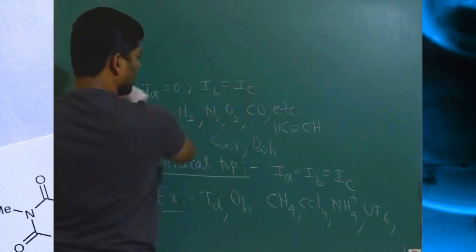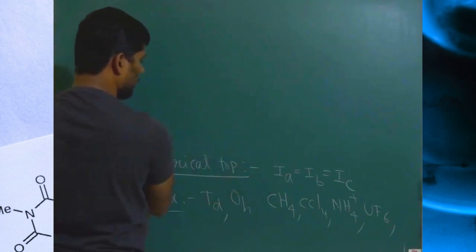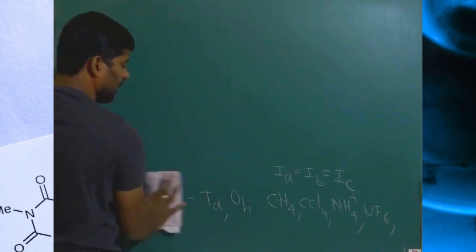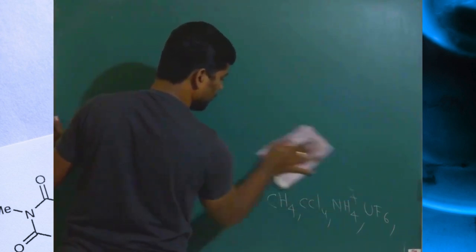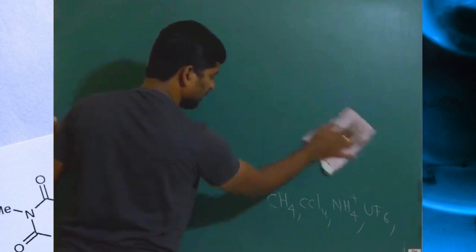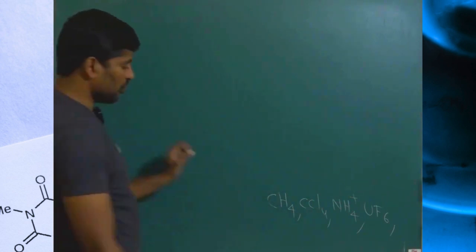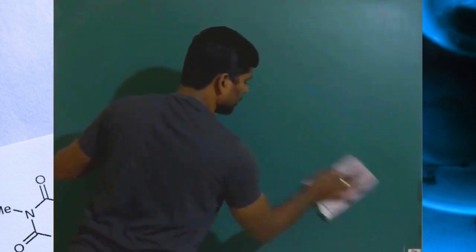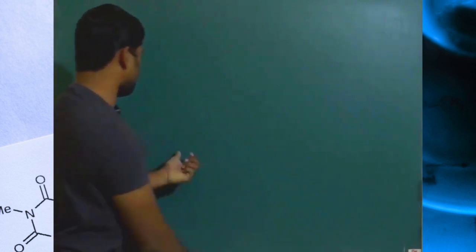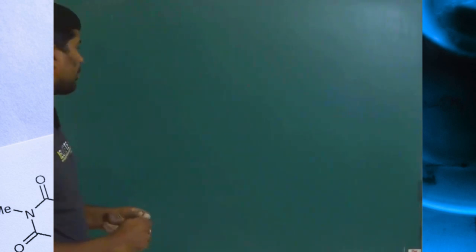Sphere means all the directions are the same, so we get the moment of inertia the same in all the directions. IA is equal to IB is equal to IC. These are some examples which follow this condition.